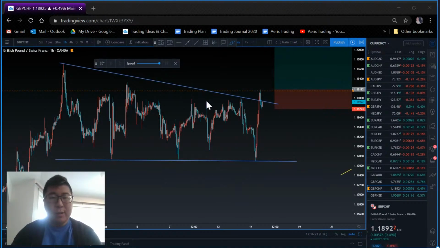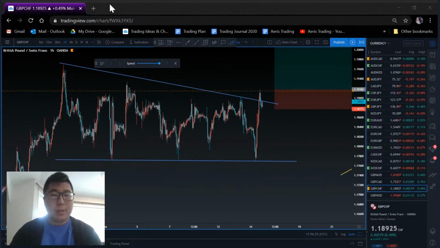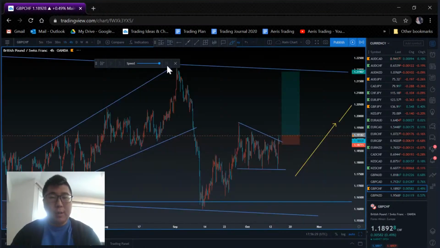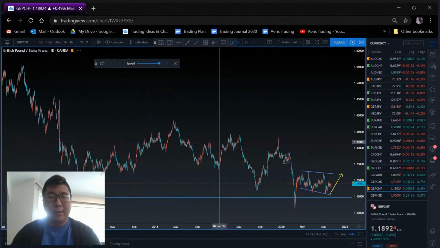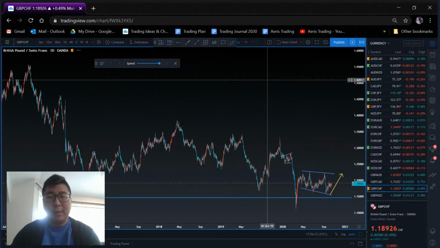Someone asked me about Pound Swiss. Yeah, I can go over it once again. So this is what I see on Pound Swiss, and let me go over it from a higher time frame perspective so it makes sense why I'm seeing it this way.